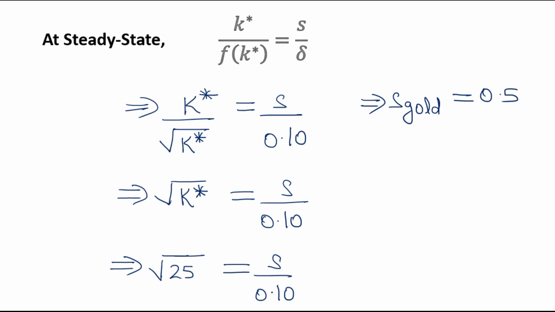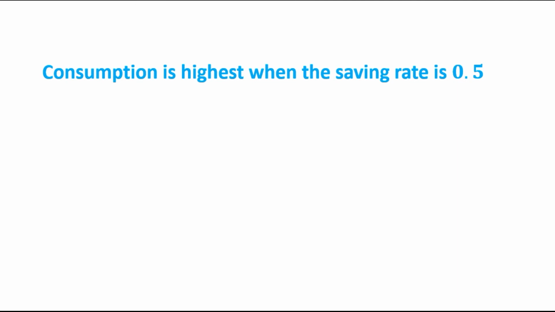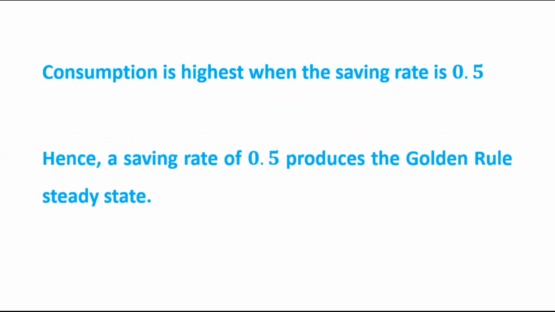We can write consumption is highest when the saving rate is 0.5, and hence a saving rate of 0.5 produces the golden rule steady state. Clear? Thank you.